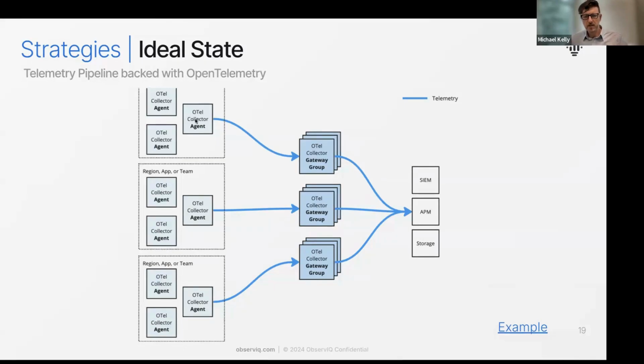One thing to note is that with OpenTelemetry, the collector in agent mode is identical to the collector in gateway mode. So you're dealing with the same binaries, the same configuration. Once you understand one, you understand them both.